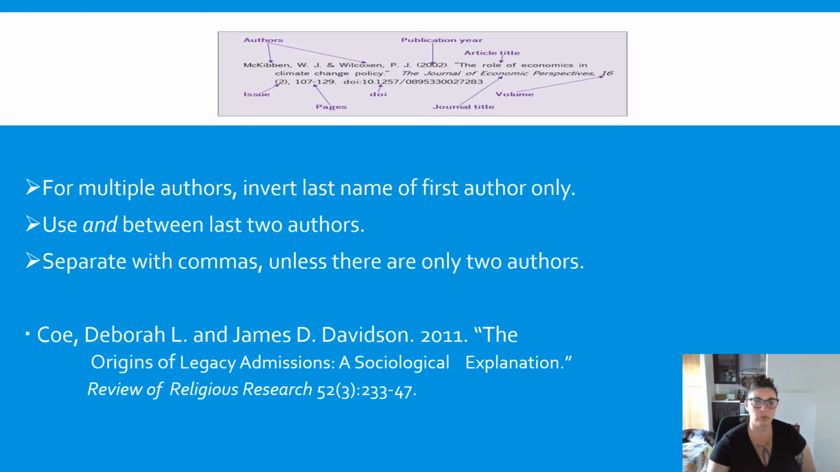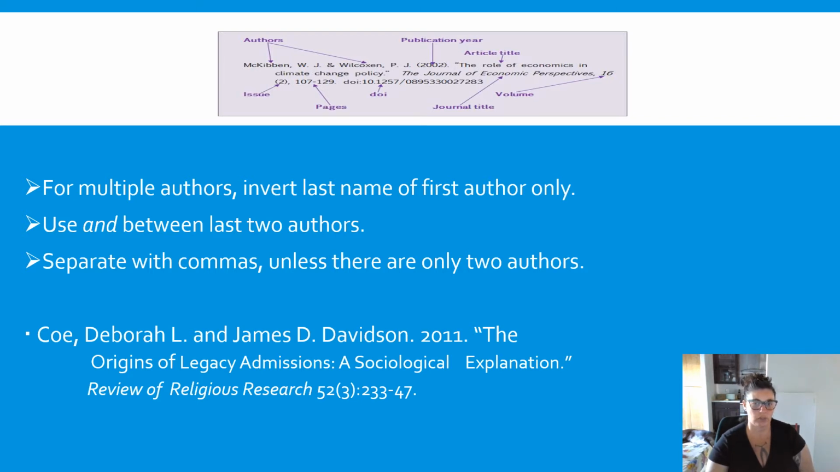If you have multiple authors, it's pretty similar. If in their own research they use their middle initial and only the initial of the first name, that's the way you would write it. But normally you will see their last name, middle initial, and then full first name. However they do it, you do it, right? But you invert the last name of the first author only. So you have McKibben, WJ, and Wilcoxon, PJ. Here is the last name, but you're not going to invert the second author. You would use "and" in between, so you say McKibben, WJ, and PJ Wilcoxon. Separate with commas unless there are only two authors.